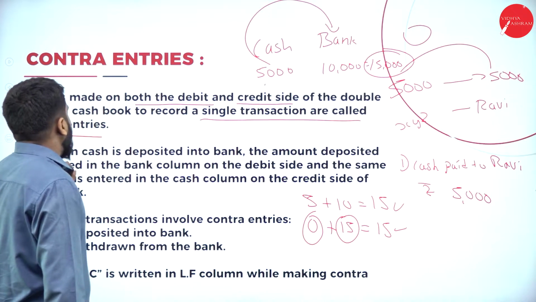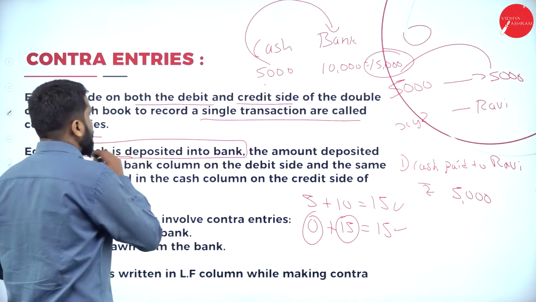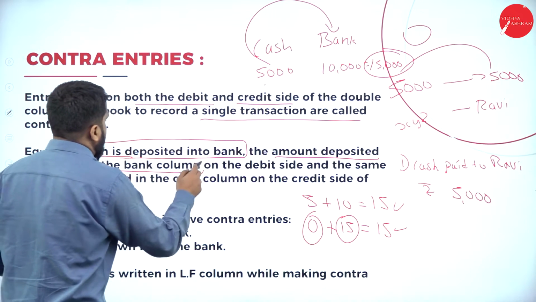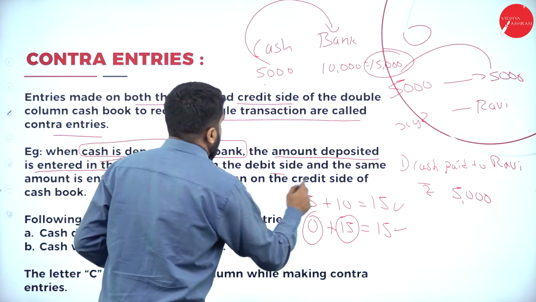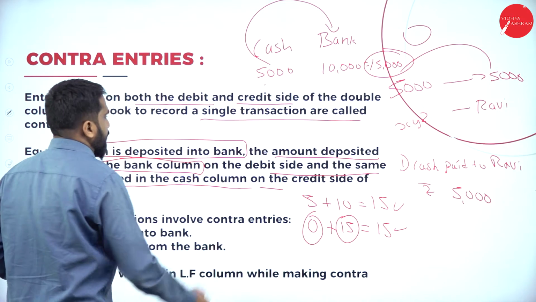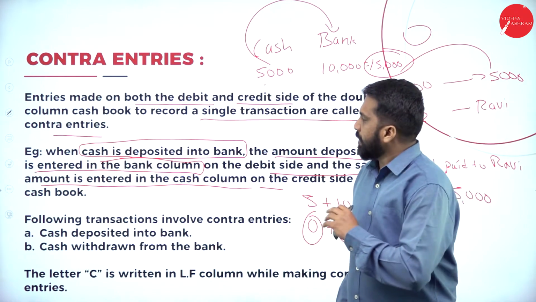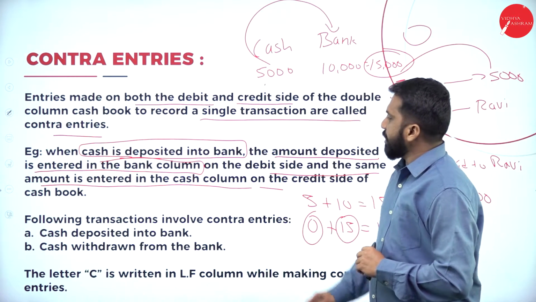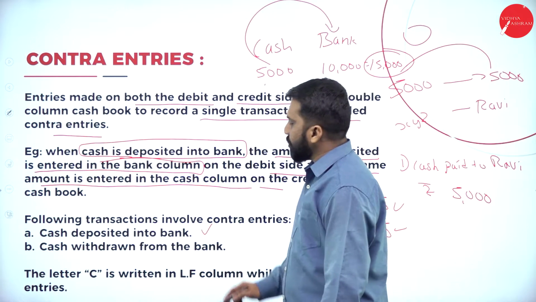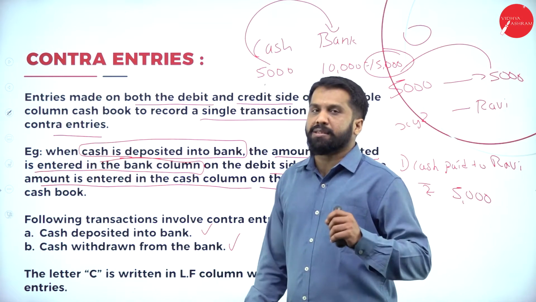Now, examples are when cash is deposited into bank. First example, the amount deposited is entered in the bank column on the debit side, and the same amount is entered in the cash column on the credit side. So these things you will understand while doing the problem. Now, the following transactions are involved in contra, like cash deposited into bank is contra. Then cash withdrawn from bank is called contra.